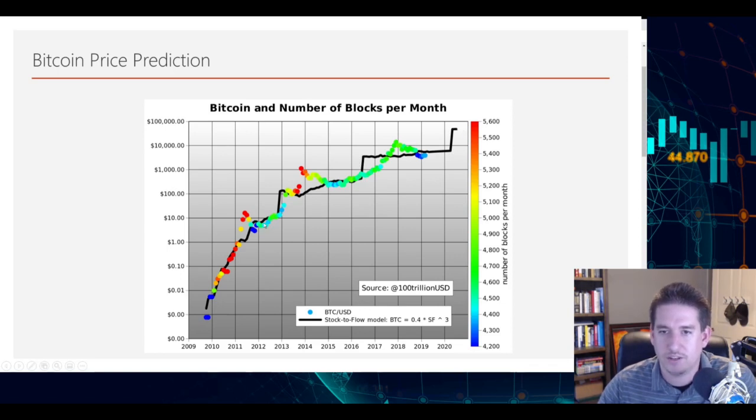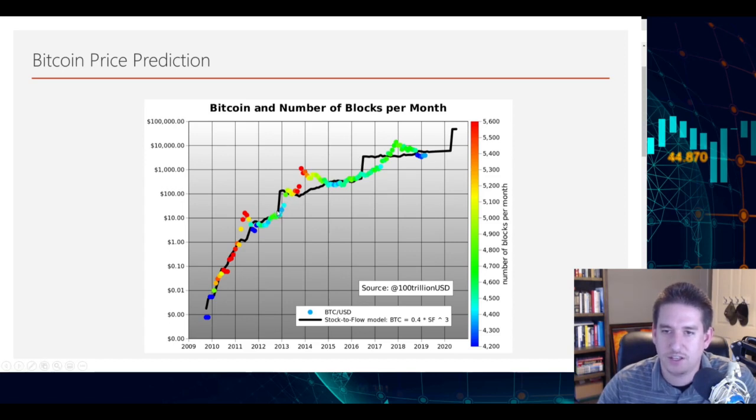So he plotted what the price should be based on his stock to flow model, where you take the stock to flow, which at the time was 25 for Bitcoin, and you take it to the power of 3, and then you multiply it by 0.4, and that gives you what his model says the price of Bitcoin should have been. And then he plots the actual Bitcoin price on it, which are all these different colored dots.